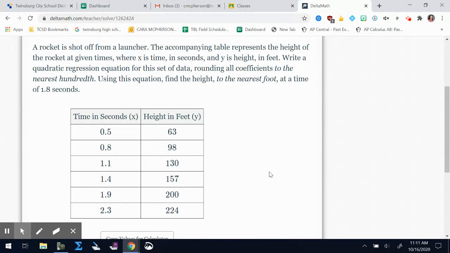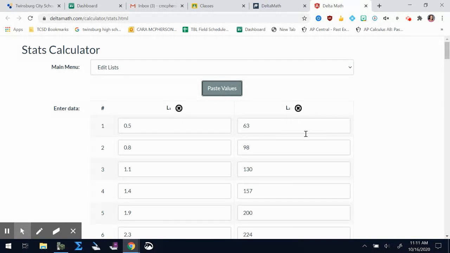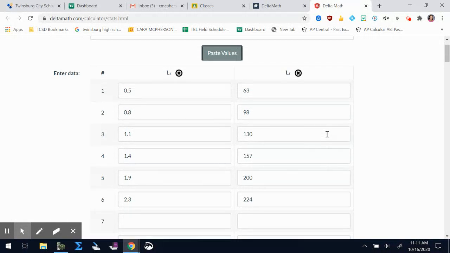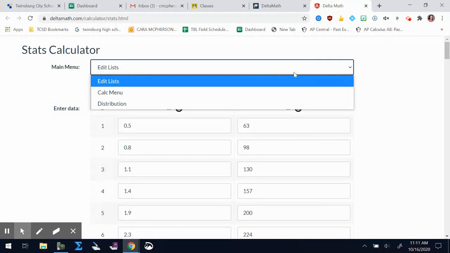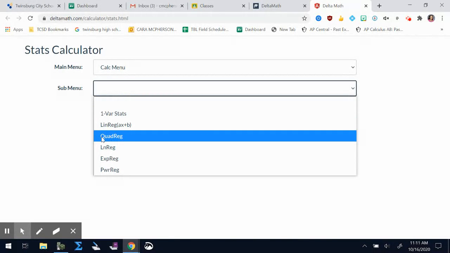And we're going to come up with the equation for the quadratic regression, which is just your quadratic of best fit. And then we're going to use that equation to figure out at time 1.8 how high the rocket would be. So to do this on Delta Math, you're going to hit copy values for calculator. And then you're going to open your statistics calculator. If you hit paste values, it's going to take all those values that were on the previous screen and put them in there. And then when you go to edit list, you're going to go to the calculate menu and choose the one that has quad in front of the regression.